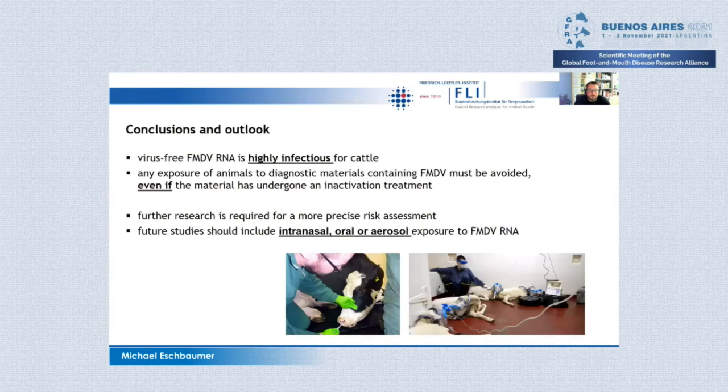So in summary, purified FMDV RNA is highly infectious for cattle, and any exposure of susceptible animals to such RNA should be avoided. However, I know that injection is a highly artificial way of exposure, and we would like to try a more realistic route next in order to collect more data for a precise assessment of the risks involved. So I'm interested to hear your opinion on what route would be most appropriate.